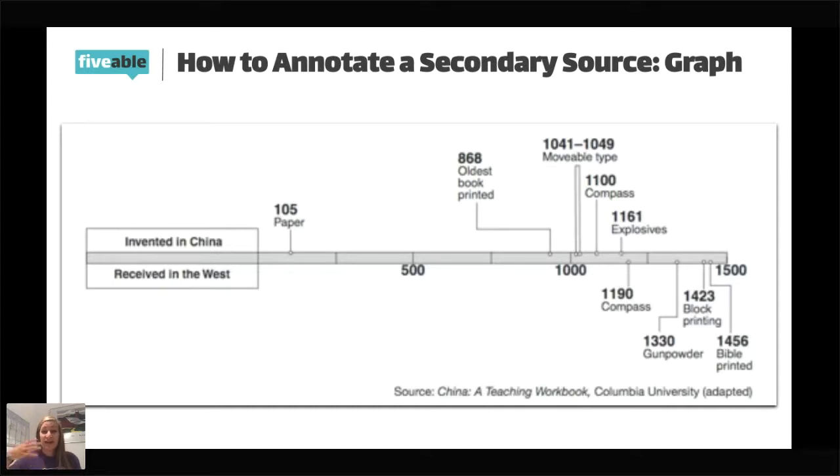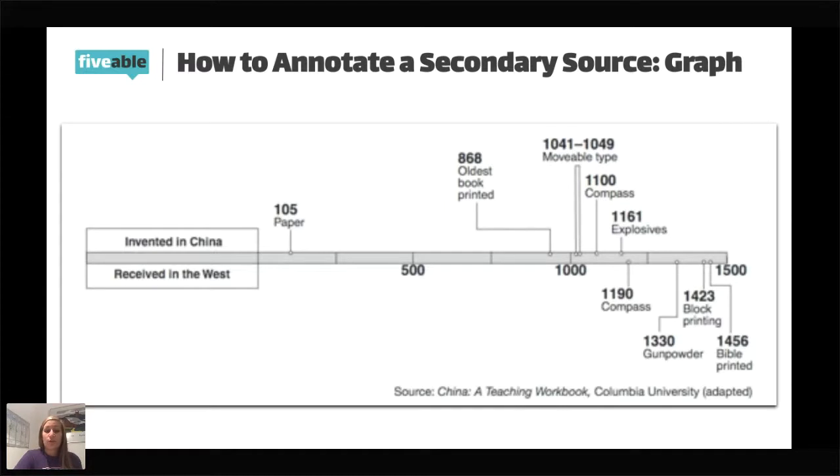Now, when we're kind of creating a title, we're really creating like a main point of the graph. We're kind of making an argument about this. It's looking at Chinese innovations, and then it's looking at when they came to the West. And so what we can draw from this document is that these inventions originated in China and then were spread to Europe, to the West.